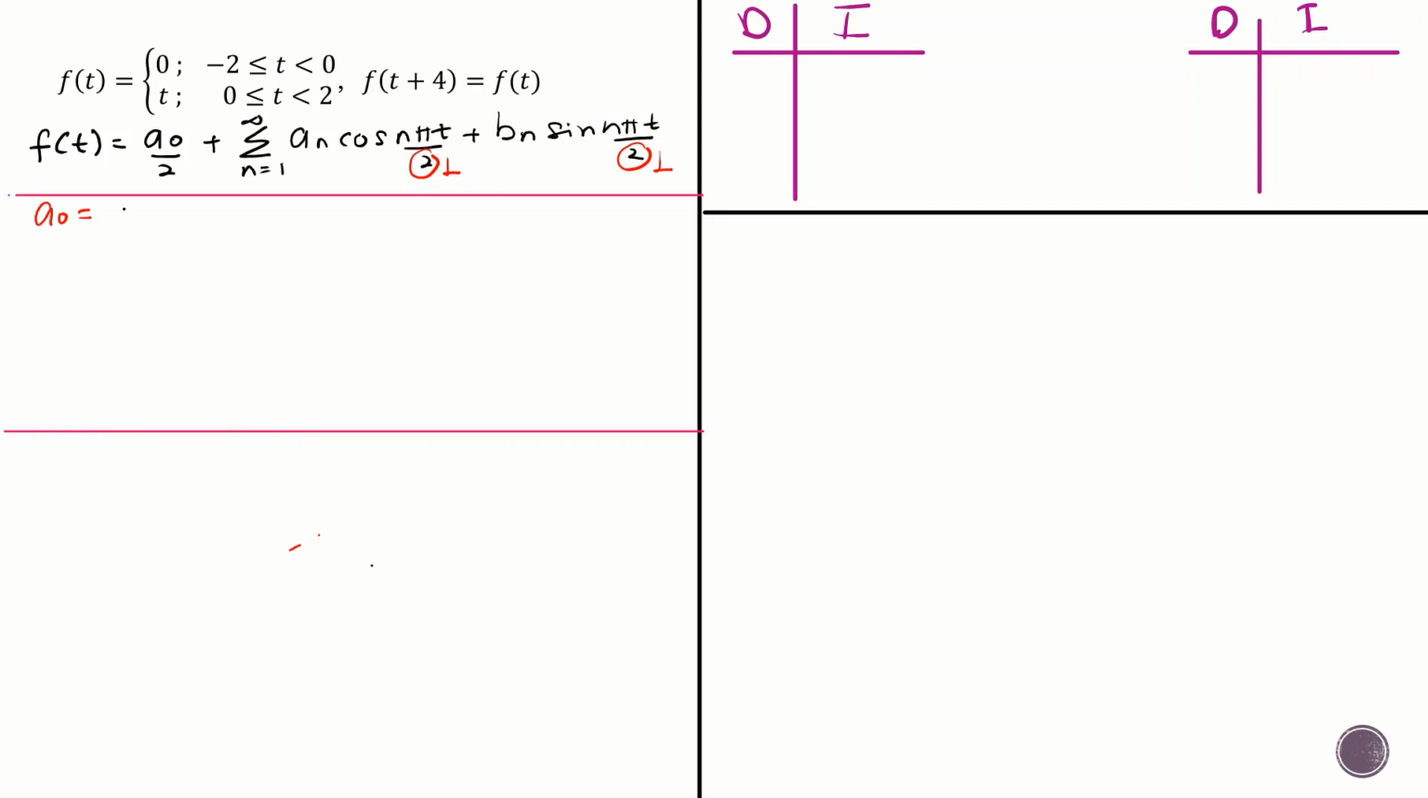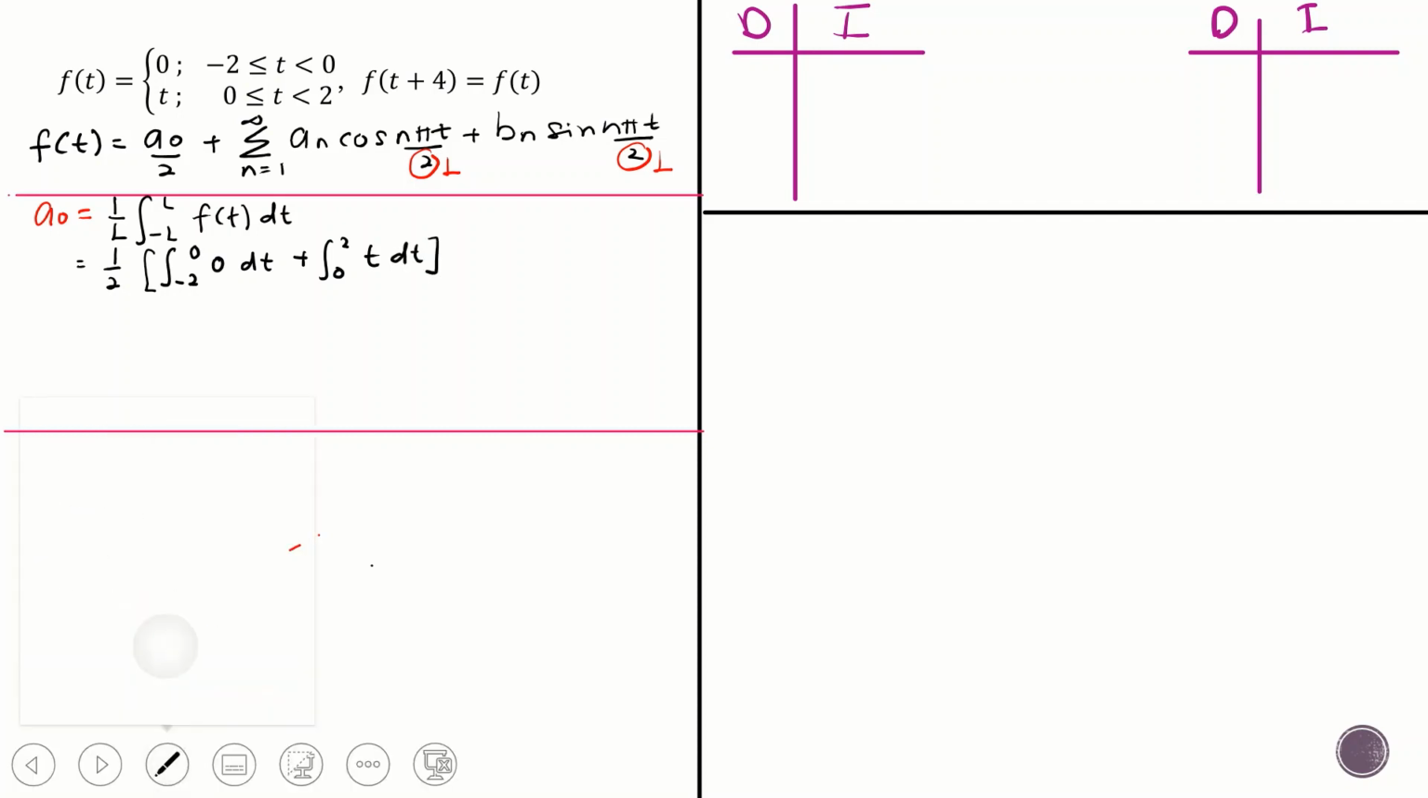So the formula of a0 is, okay, let's change the color of the pen to black. a0 equals 1 over L, integration from -L to L, f(t) dt. So this equals 1 over 2. Since it is two different functions in two different intervals, we have to split the integration into two integrations. The first integration is from -2 to 0, where the function is 0. While the second integration is from 0 to 2, where the function is t. The first integration equals 0.